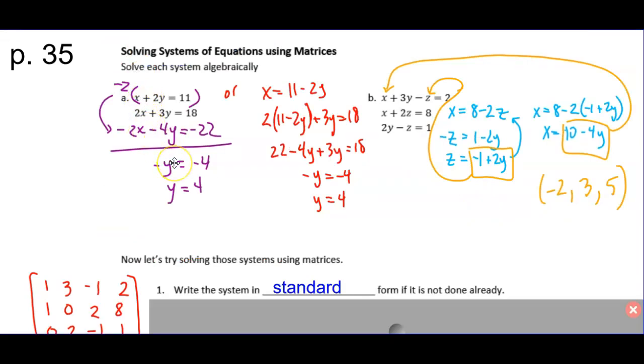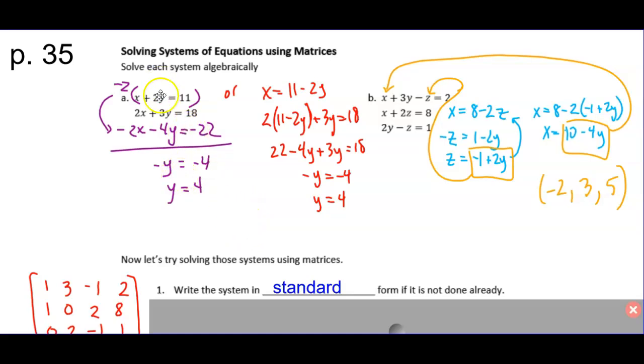Okay, so the next and last topic for the day is solving a system of equations using matrices. What I have here on the top of 35 is the algebra for solving a system. So I'm just going to walk you through this. You can write it down if you want to, or you can just pay attention to it.